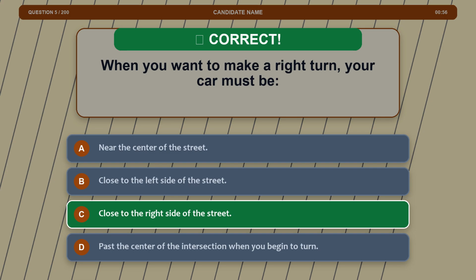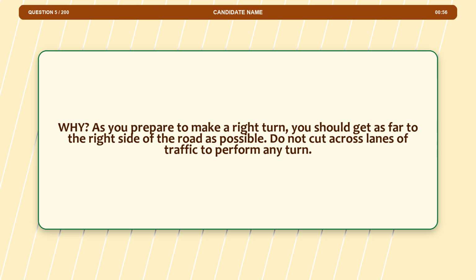The correct answer is option C. Close to the right side of the street. Explanation. As you prepare to make a right turn, you should get as far to the right side of the road as possible. Do not cut across lanes of traffic to perform any turn.